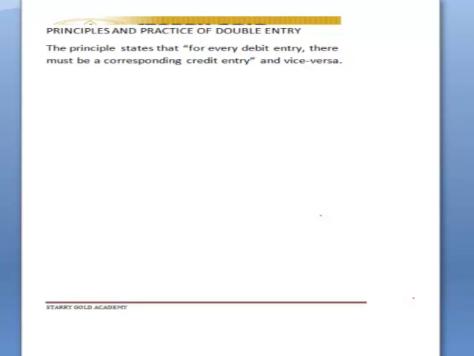It is important to note that this principle is recorded in favor of an Italian mathematician known as Luca Pacioli, which he did in the year 1494.